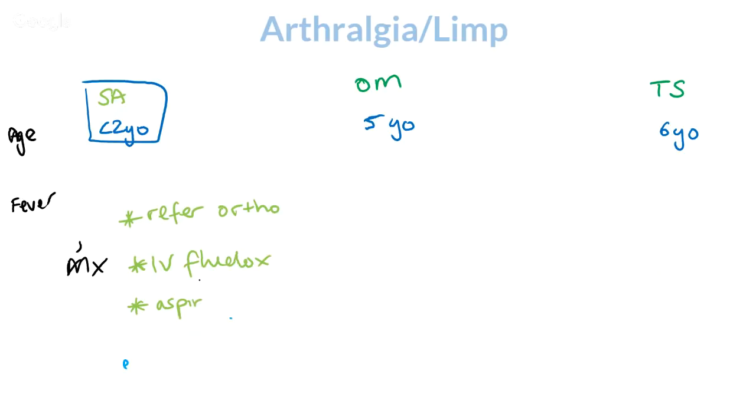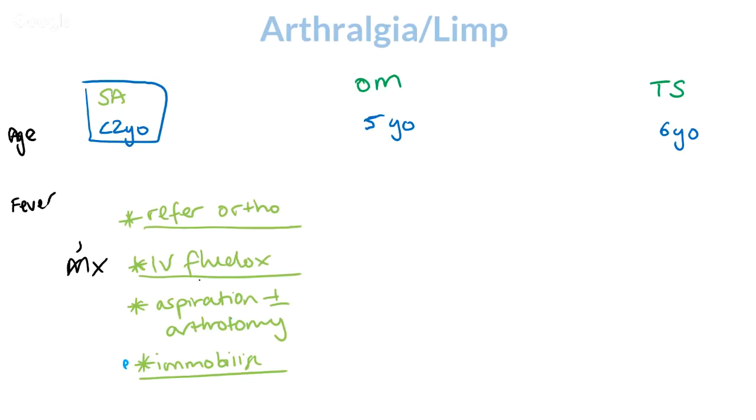They need joint aspiration, plus minus an arthrotomy. An arthrotomy is when you make a small incision or a hole in the joint that allows you to remove foreign material from that area. Okay. So that's an arthrotomy, and then you need to immobilize them. So in ED, you'll be able to do all of these things.